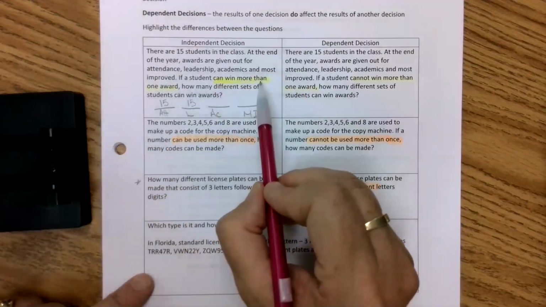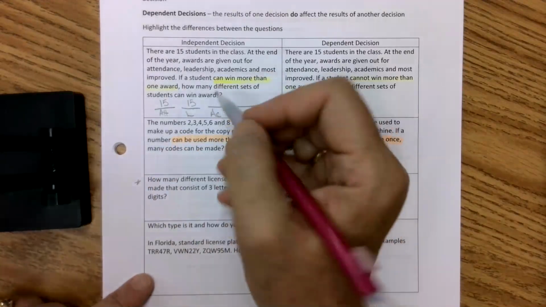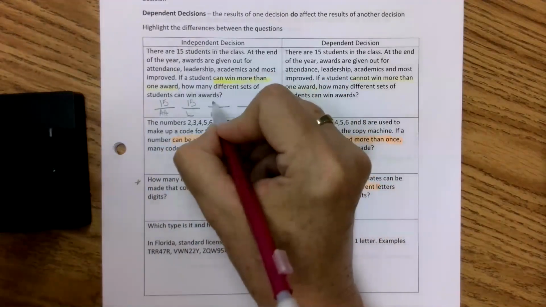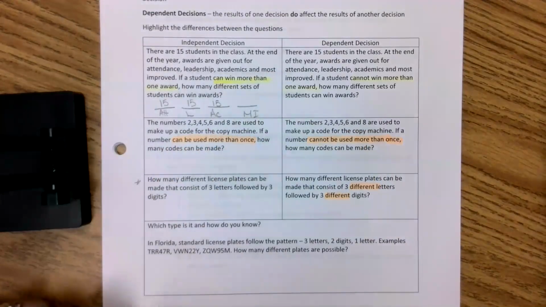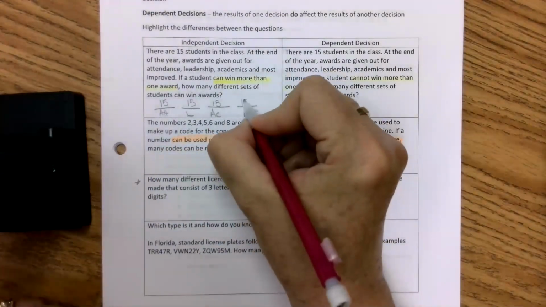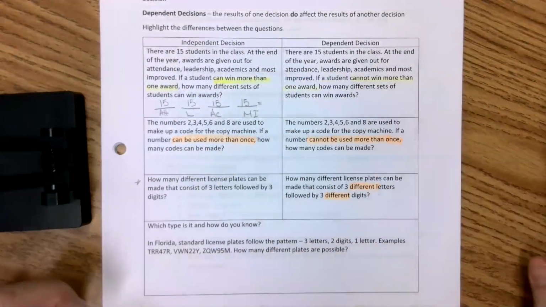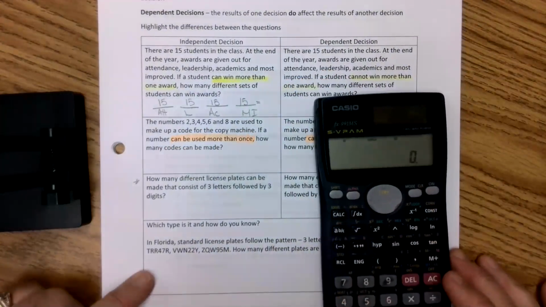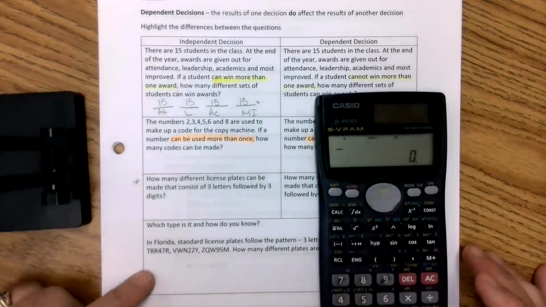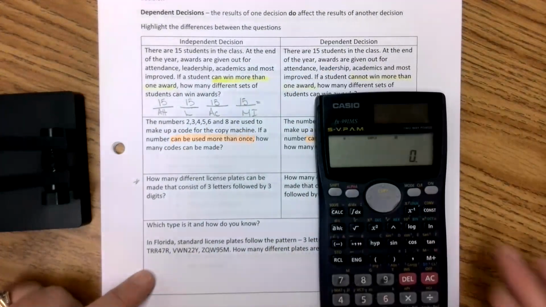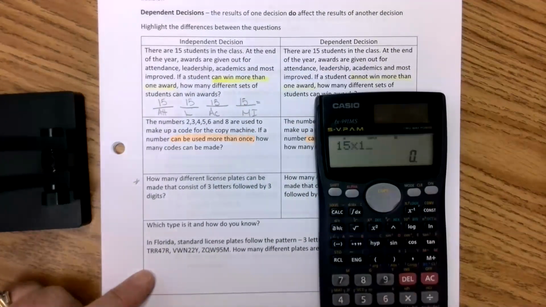And you know what? He could win the academics because theoretically, there's nothing banning that from happening. Now, in the real world, I've never seen that happen. But quite often, attendance and academics are won by the same person. All right, so we got 15 times 15 times 15 times 14. Ah, no.